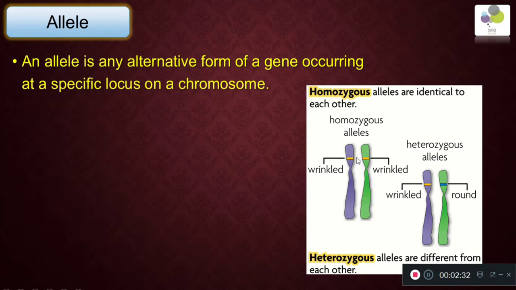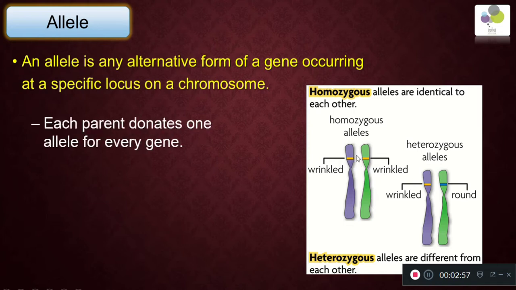Maybe they are the same, like in the pea plant, where the mother has a wrinkled pea plant and the father has a wrinkled pea plant. Sometimes the male has a wrinkled pea plant and the female has a round pea plant. So we take two copies from the parents. These versions of genes, we name alleles. So each parent donates one allele for every gene. We have alleles in all our chromosomes. We take an allele from each parent and we donate one copy of them to the offspring.